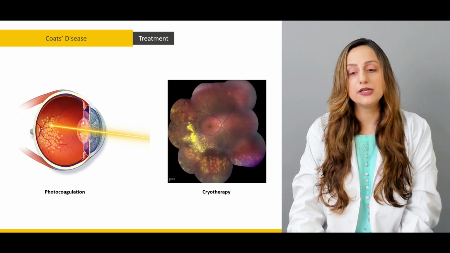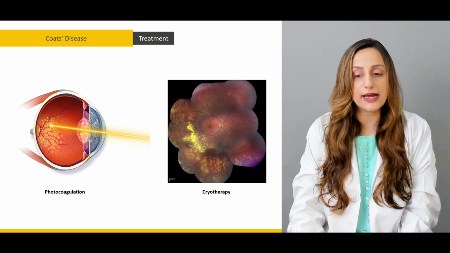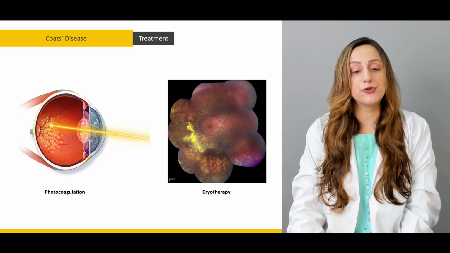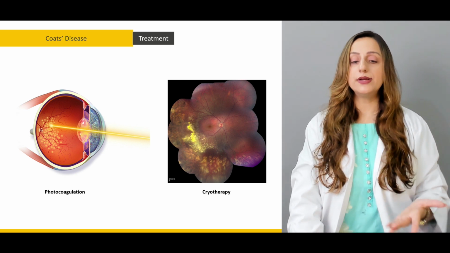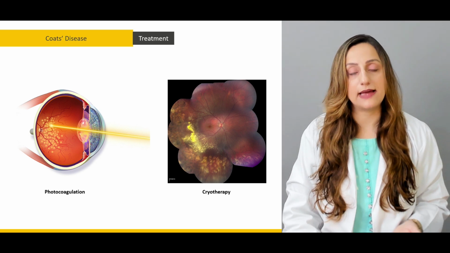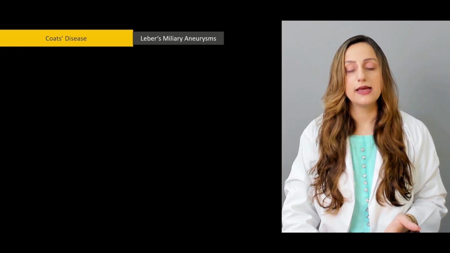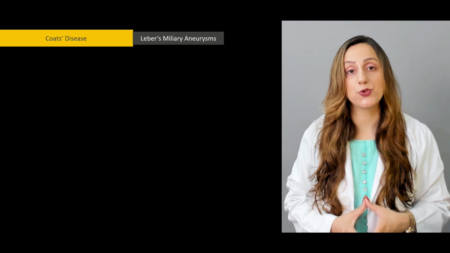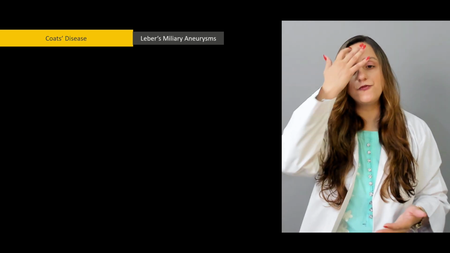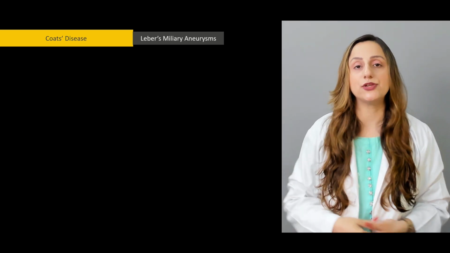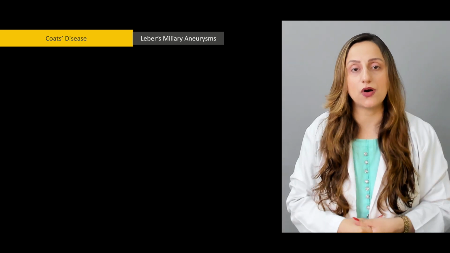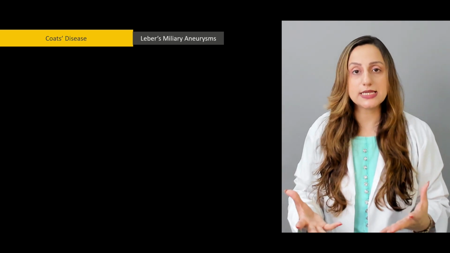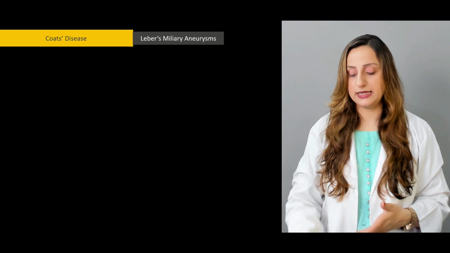or you can also perform the cryotherapies, that is the electric burning therapies, to burn down the abnormal vessels at the retinal walls, and the exudates are sometimes also going to be seen over there. Another form is the Leber's miliary aneurysms. It's again one of the kinds of telangiectasias that are seen at the retina.